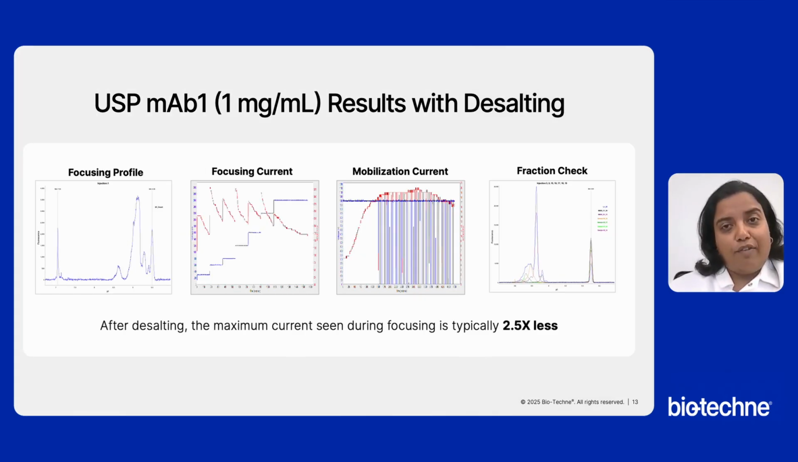So how can we resolve this issue? For the USP mAb, what we have seen is that by desalting, the maximum current seen during the focusing was 2.5 times less for the desalted sample at 1 mg per mL. And that way we can help and optimize our further sample concentration.